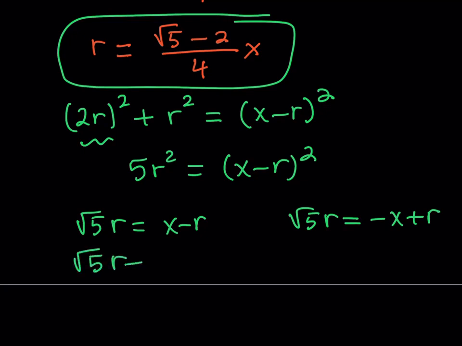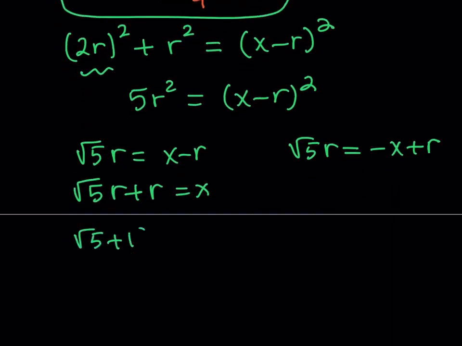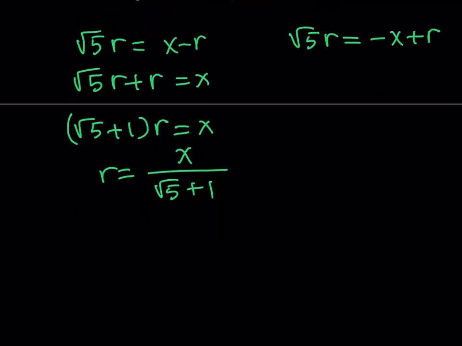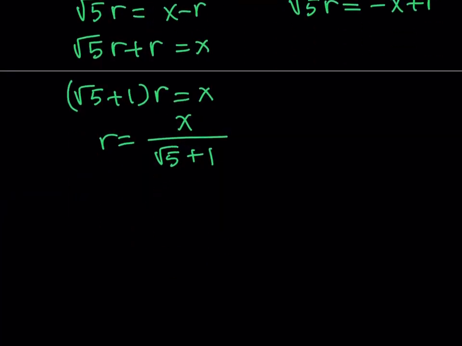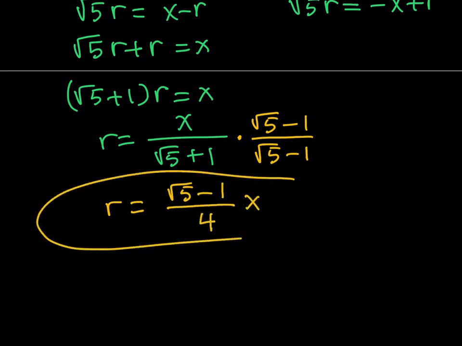Obviously, if you go ahead and solve this one, since our goal is to solve for r, I can just go ahead and write it and then kind of factor it. Square root of 5 plus 1 times the quantity r is equal to x. And then r from here is going to be x over square root of 5 plus 1. At this point, of course, I would like to rationalize the denominator. And how do I do that? Well, I can just go ahead and multiply the top and the bottom by root 5 minus 1. And this is going to give me the same answer, which is square root of 5 minus 1 over 4 multiplied by x. And basically, that's going to be it.